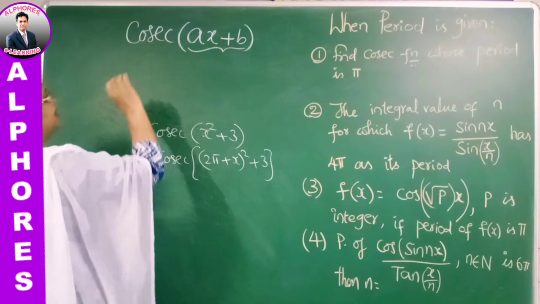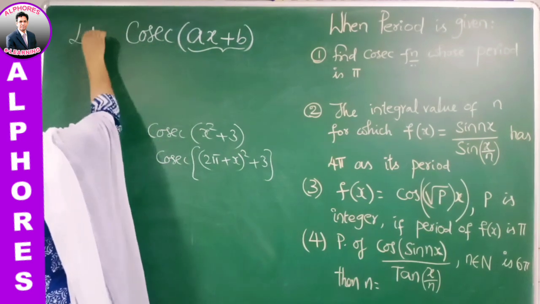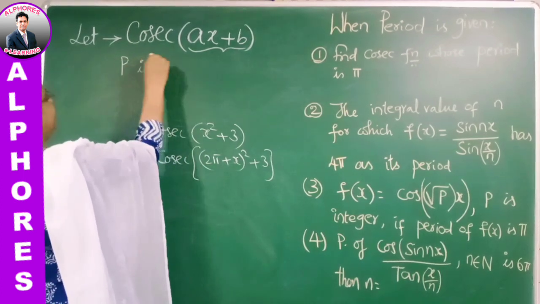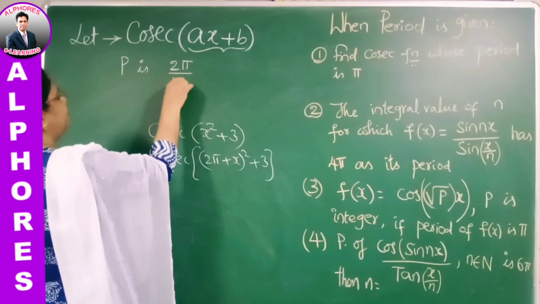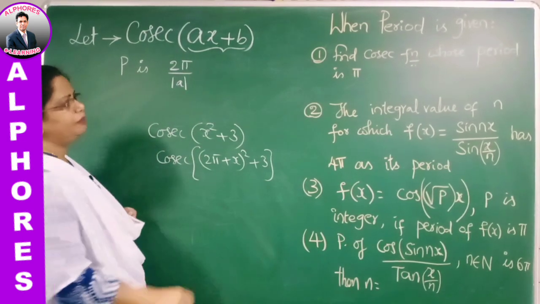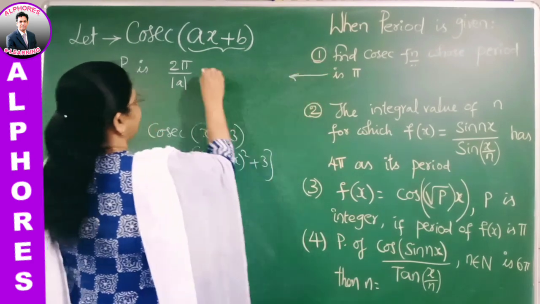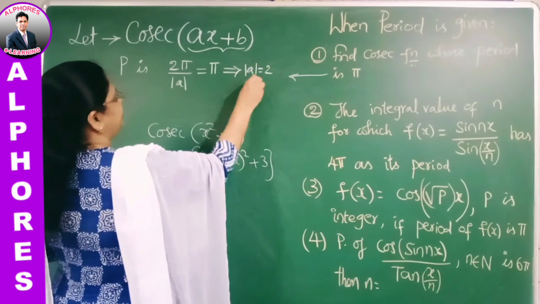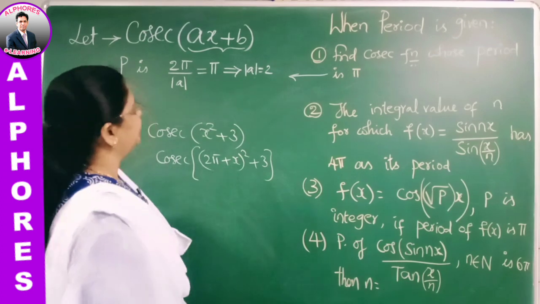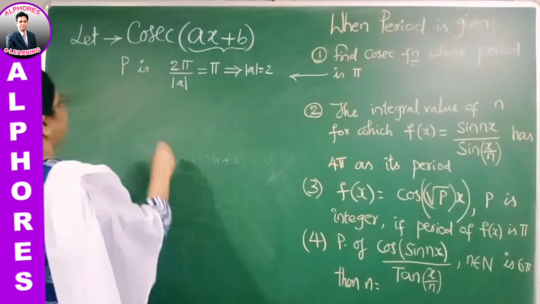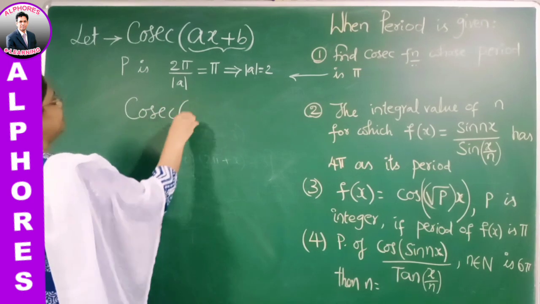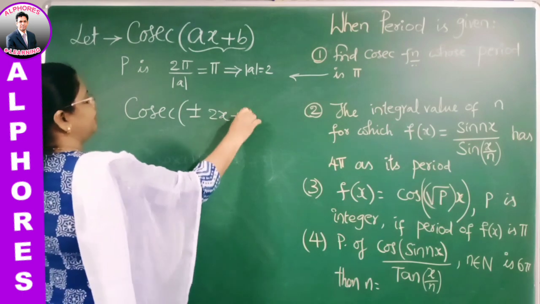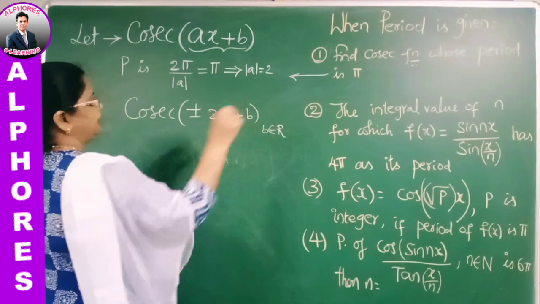Now suppose this one is our cosecant function. If you take this one, then what is the period? The period is by formula 2 pi divided by mod A. And this 2 pi divided by mod A, in the problem it is given as pi. That implies mod A equals 2. So mod A is 2 means A equals plus or minus 2. Now the function we can write clearly: it is nothing but cosecant of plus or minus 2x plus b, and the constant b can be any real number.